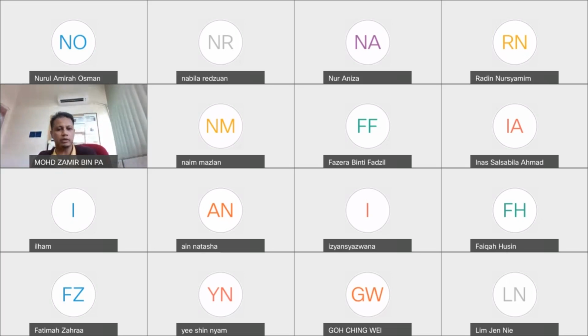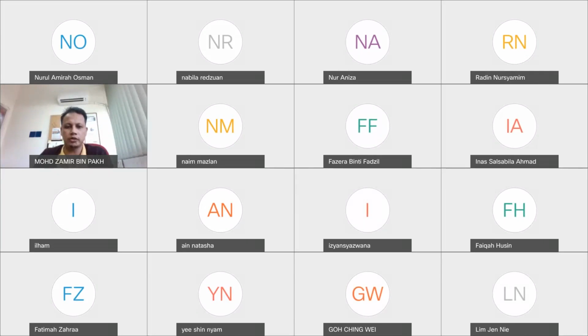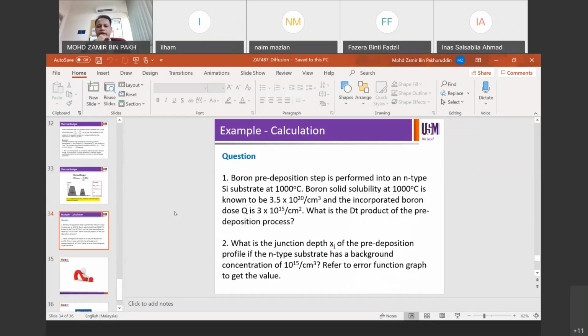So let me reshare again. Okay, question number 2. What is the junction depth xj of the pre-dep profile, if the n-type substrate has a background concentration of 10 to the 15? So it's 1 times 10 to the 15 per cm cube. Refer to error function graph to get the value.